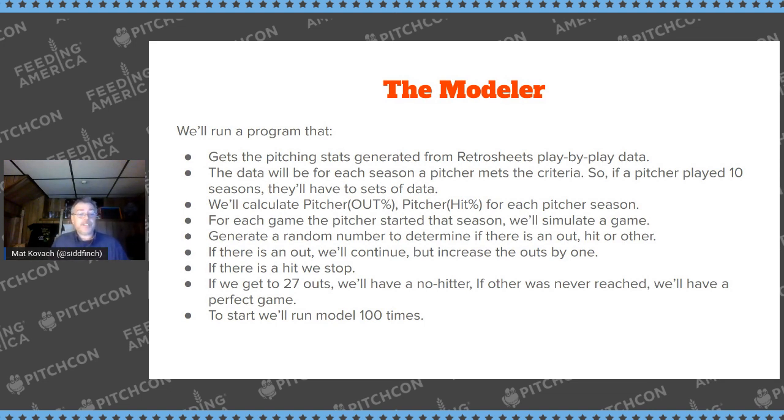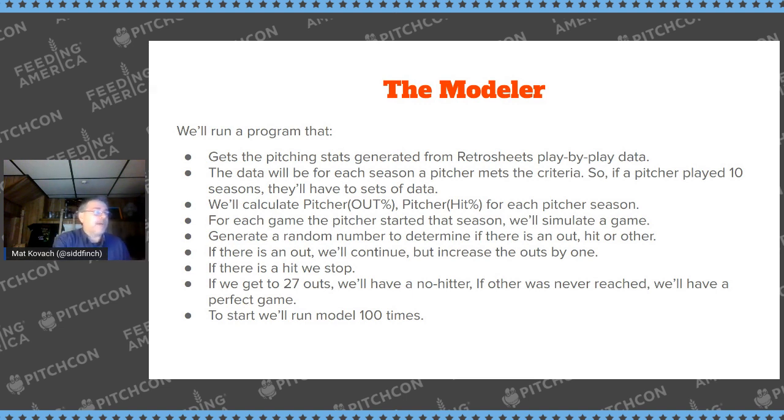If we get to 27 outs, we'll have a no-hitter. If there are 27 outs with no hits and no other, it's a perfect game. If there's an other and no hits and 27 outs, we call that a no-hitter. And I started to run the model 100 times.